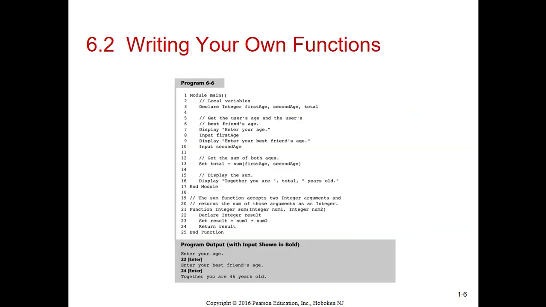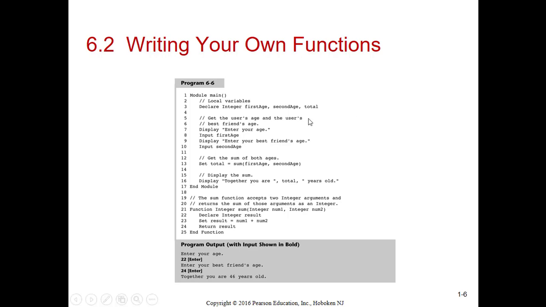Here's an example. This is a program that's going to have first age, second age, and total. Line number 7, you enter your age, then of course you get your input, then you get your best friend's age, and you get your input. Now again, this is not good naming standards because first age, second age doesn't tell me what it is. So really this example should say age and friend's age. Remember, you need to be more specific.